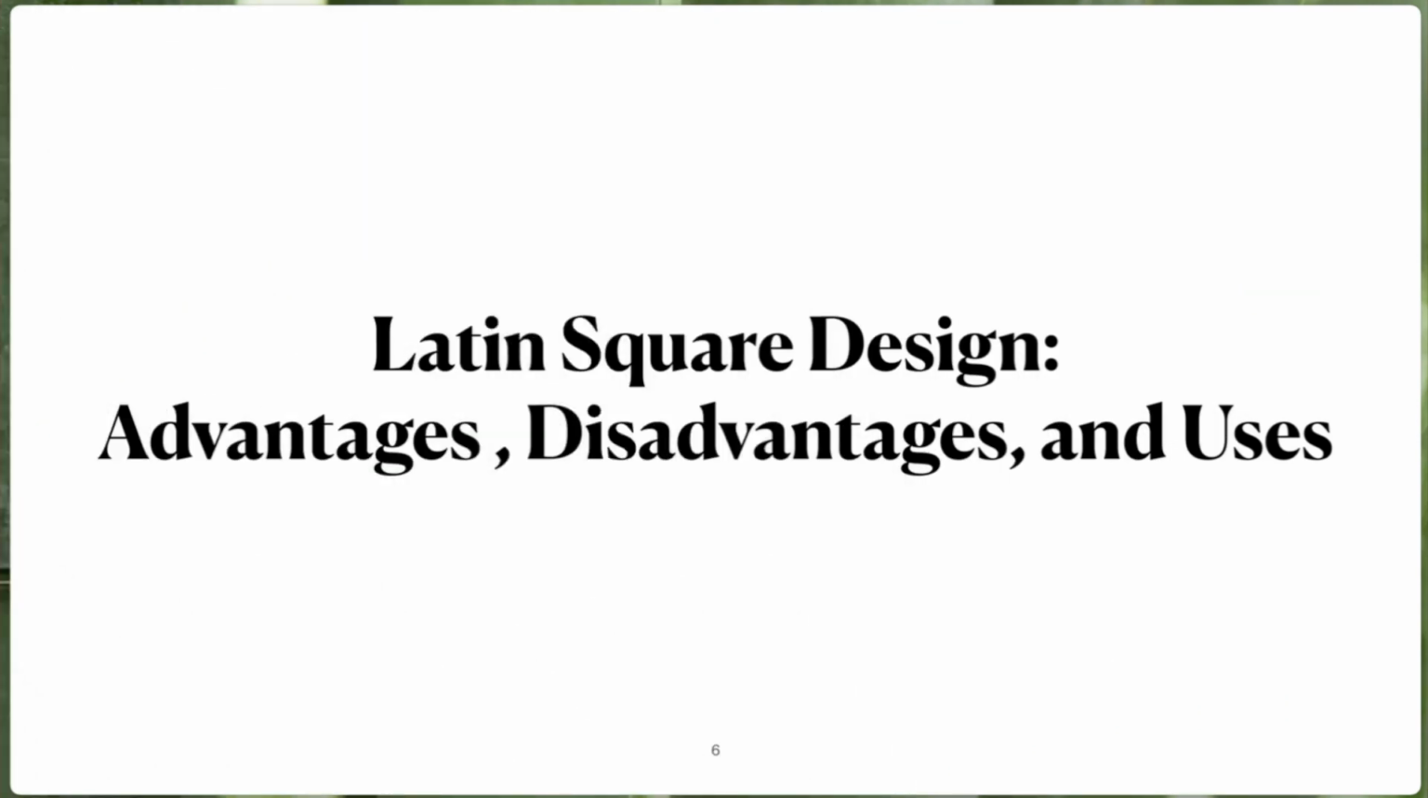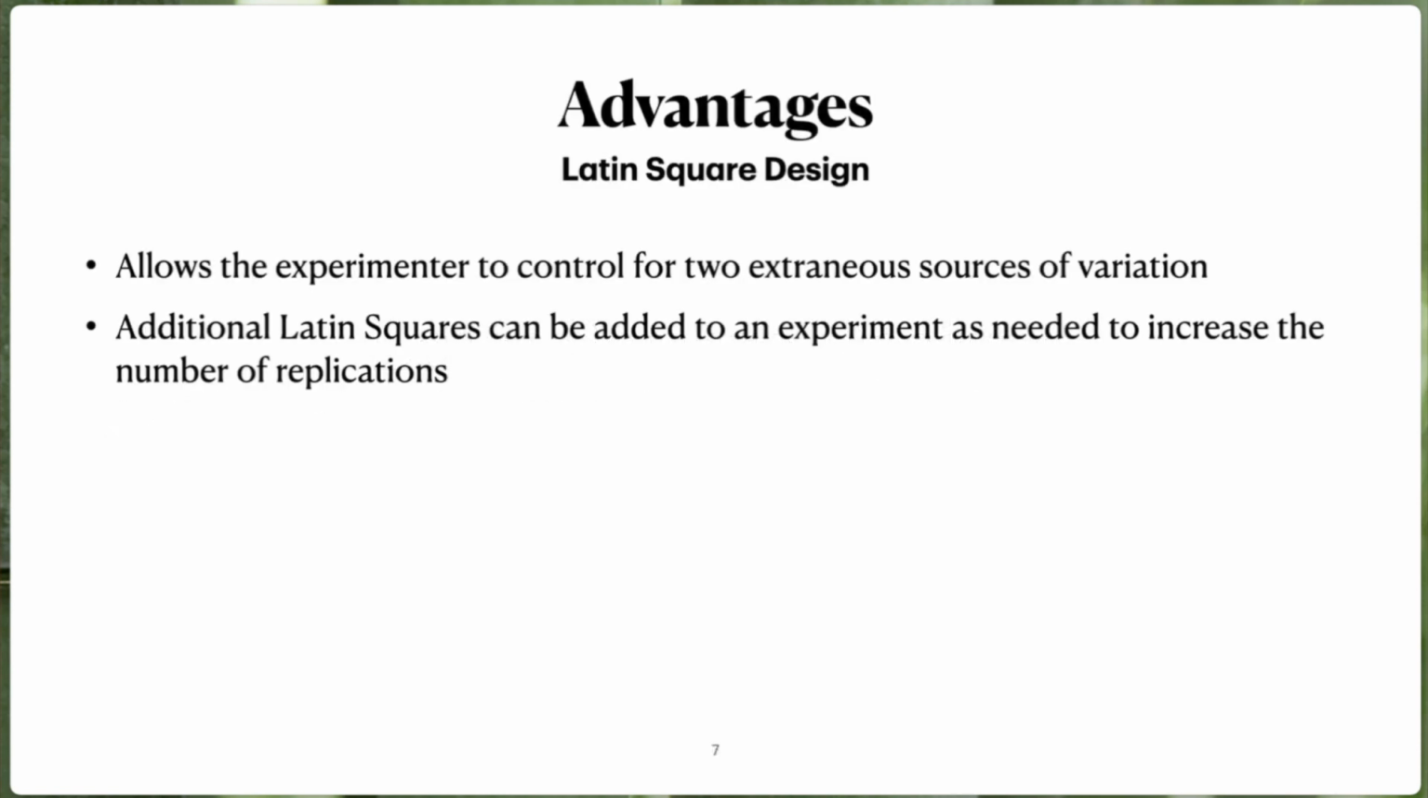Now let's look at the advantages, disadvantages, and uses of the Latin square design. There's basically one primary advantage and one primary use. The use is the same as the advantage. We do have a secondary advantage here, but the first advantage is that the Latin square design allows the experimenter to control for two extraneous sources of variation.